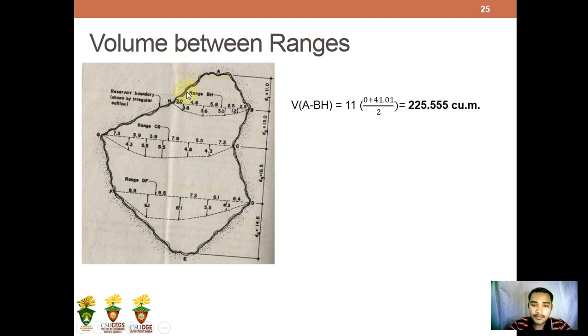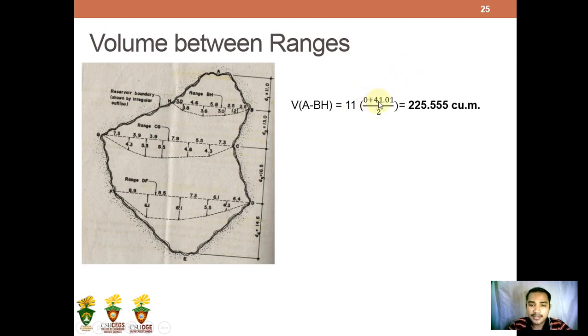Now, we have here the partial volume of range line A and range line BH. To solve this one, we have the distance between the two range lines, which is 11, in this case, and the cross-sectional area of range line A, which is negligible, so it is 0, and which is also stated in the problem.